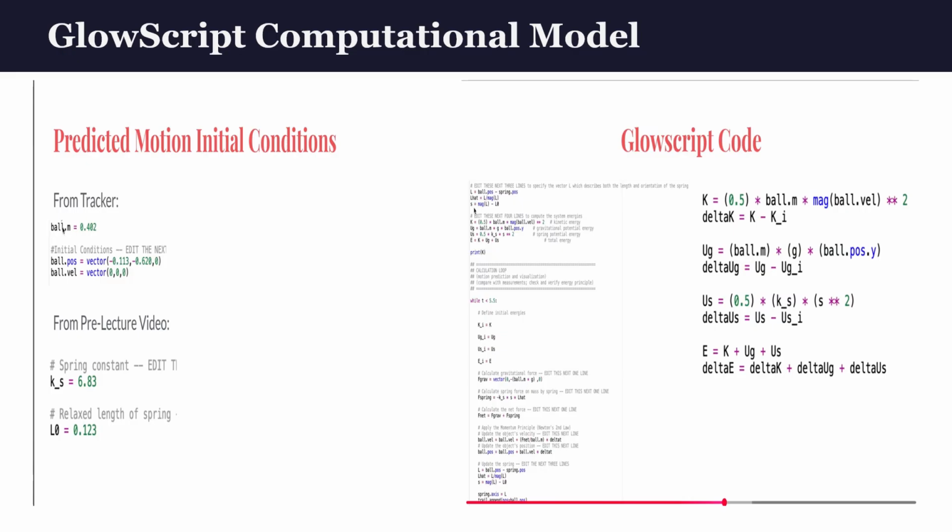For the GlowScript computational model, the mass was 0.402 kilograms, and from the pre-lecture video, I used a spring constant of 6.83 newtons per meter and a relaxed length of 0.123 meters. In the code, I calculate L hat and s to get the spring force. Then I compute kinetic, gravitational, and spring potential energy, so the initial values calculate F grav, F spring, and F net, and use the update formulas to step through the motion and track the change in each energy over time.